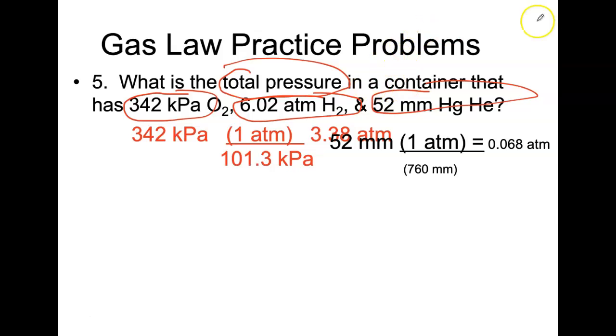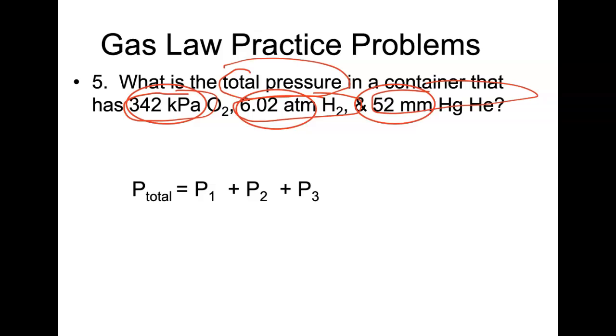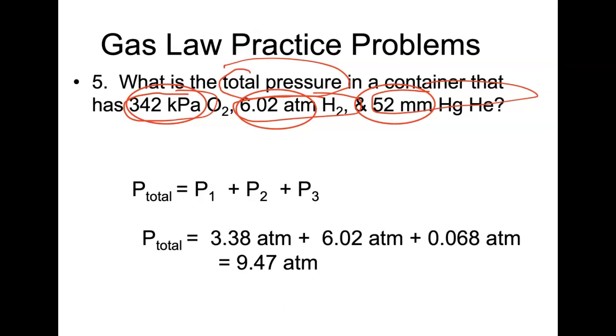So of course, 342 kilopascals is going to equal 3.38 atmospheres. 52 millimeters of mercury from the helium is going to equal 0.068 atmospheres. So now that I've got those converted over, I'm going to use Dalton's law of partial pressure. I do have 3 different pressures, and I'm simply going to substitute those in, add those together to get the total pressure.